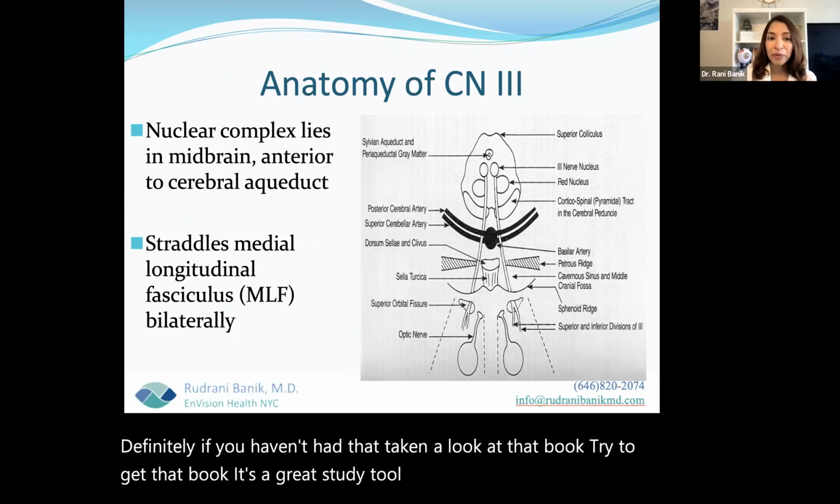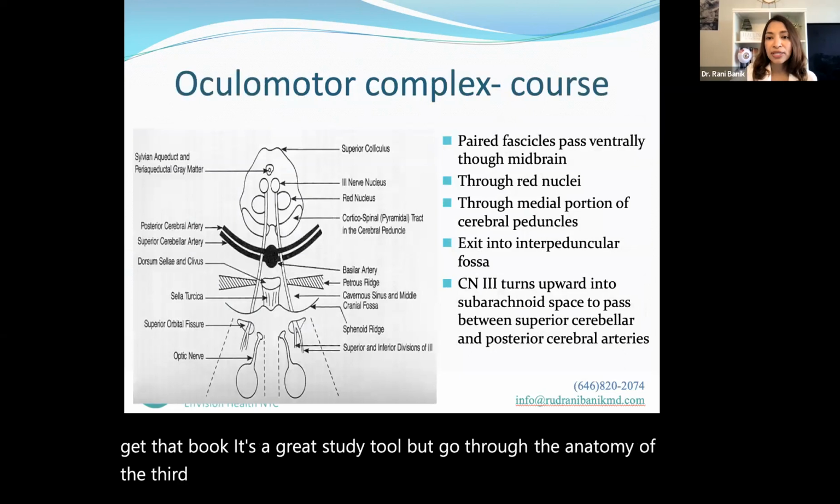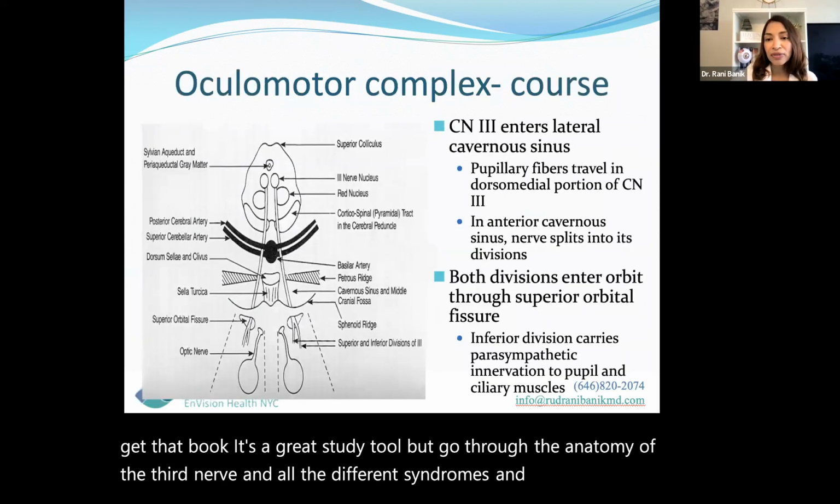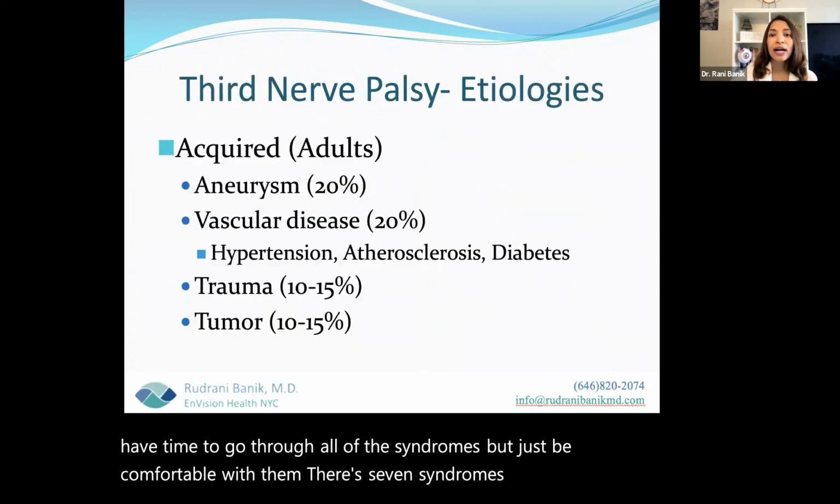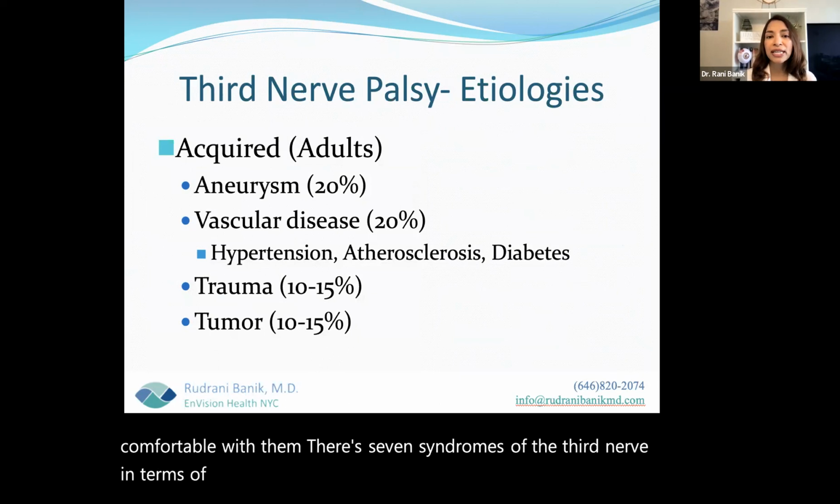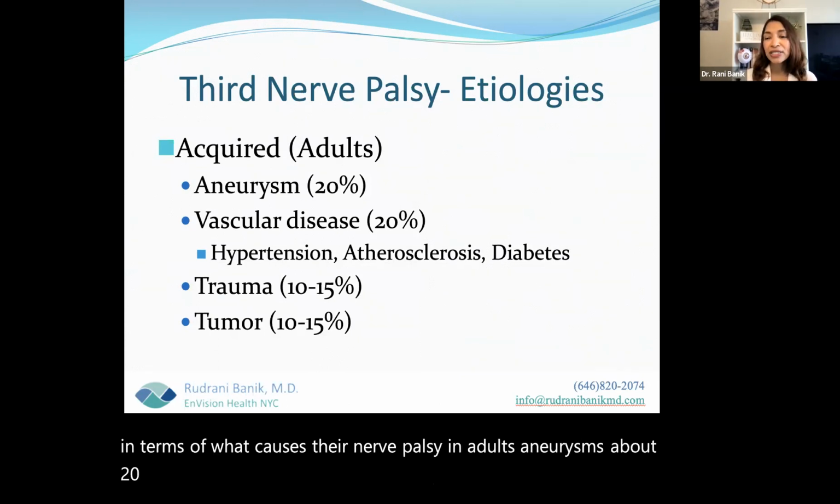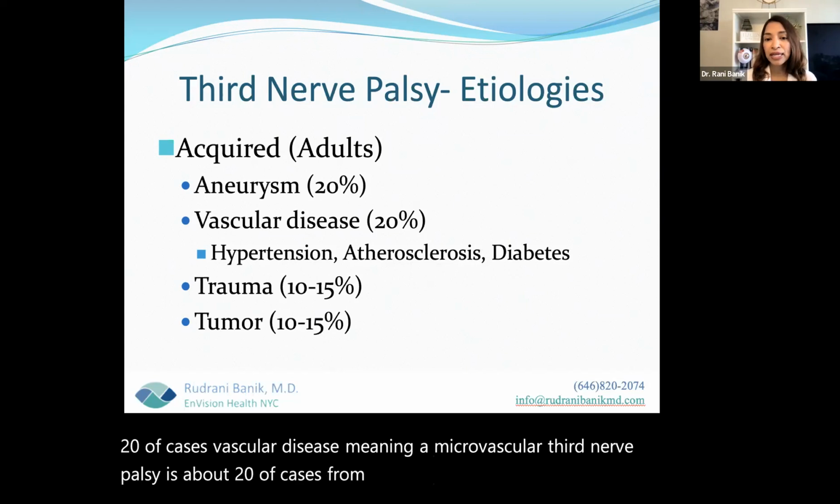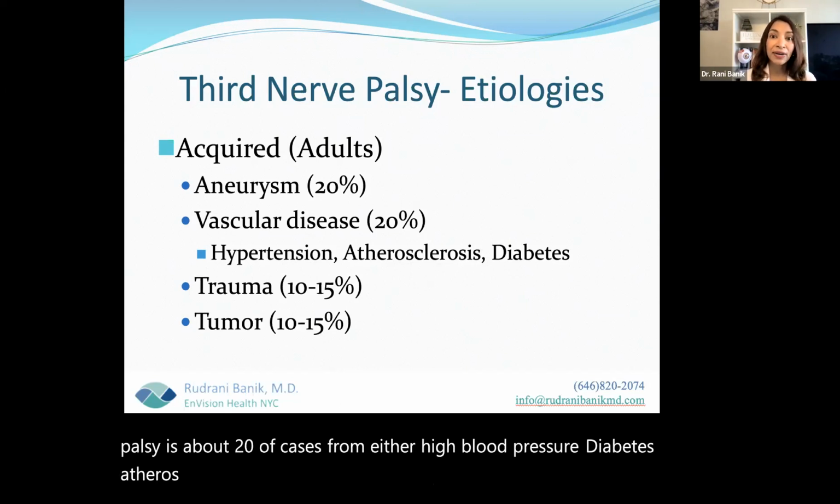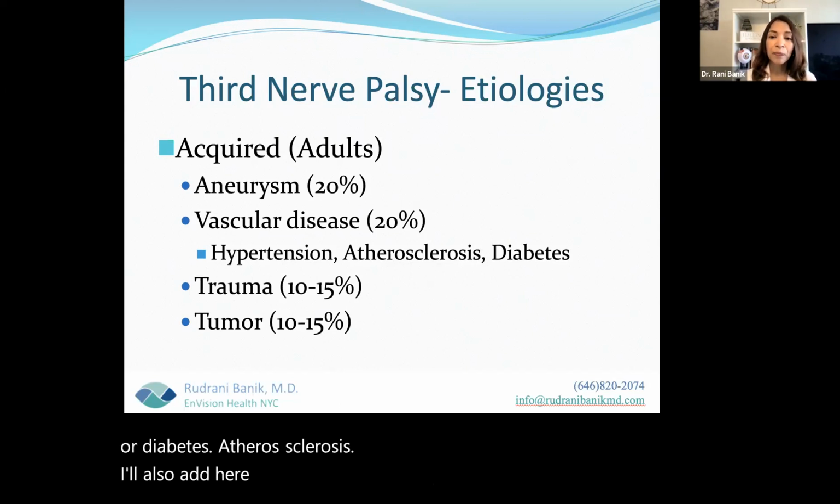But go through the anatomy of the third nerve and all the different syndromes. Again, I don't have time to go through all of the syndromes, but just be comfortable with them. There are 7 syndromes of the third nerve. In terms of what causes third nerve palsy in adults, aneurysms account for about 20% of cases. Vascular disease, meaning a microvascular third nerve palsy, is about 20% of cases, from either high blood pressure, diabetes, or atherosclerosis. I'll also add here hyperlipidemia, which is something very commonly seen in my practice.